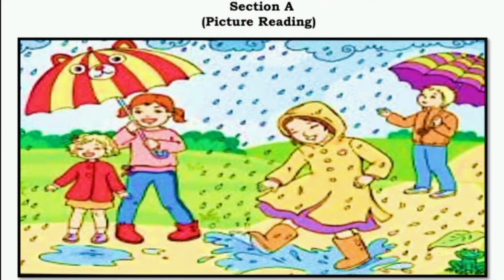So kids, a picture like this will be given to you. Now let's see what all is given there in the picture. We can see that it is rainy season. There are 4 kids who are enjoying the rainy season. There are 2 kids with umbrellas, isn't it? So now let's try answering some questions related to this picture.